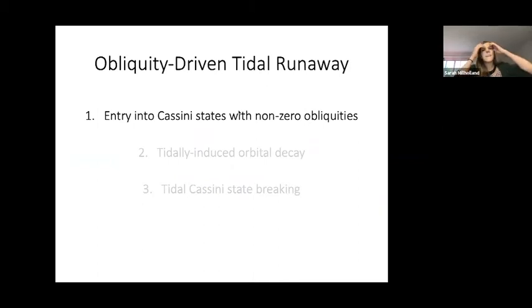Okay, so here I want to describe this new theory for the production of these ultra short period planets from the innermost edges of a typical close-in multi-planet system. I've named this Obliquity-Driven Tidal Runaway. And the process can be described in 3 component steps that I'll describe in more detail. The first is entry of the planets into these Cassini states with non-zero obliquities.